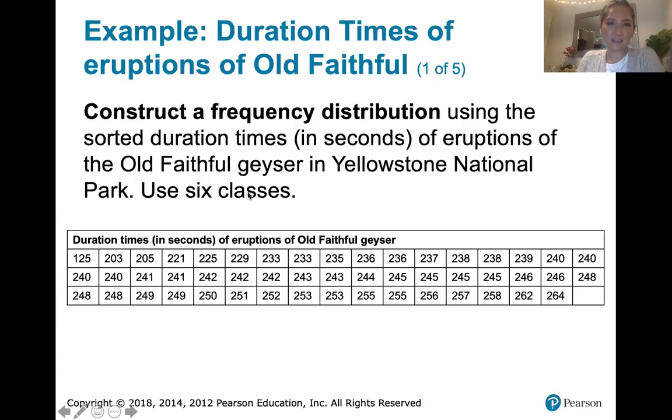Now, as we go through this example, I'm going to outline how to construct a frequency distribution for you, and you're going to want to follow the same steps when you do 2 or 3 problems like this, where you're constructing a frequency distribution or a relative frequency distribution or a cumulative frequency distribution in your homework assignment. So the first thing you do is you've got all of your data. We're told to use 6 classes.